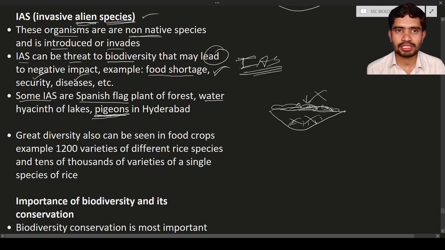Okay, so this is about a few examples. It means three examples of invasive alien species. So next, great diversity can be seen in food crops. For example, 1200 varieties of different rice species are present. Again, tens of thousands of varieties of rice are present in a single species. So diversity means different types, that is known as diversity.